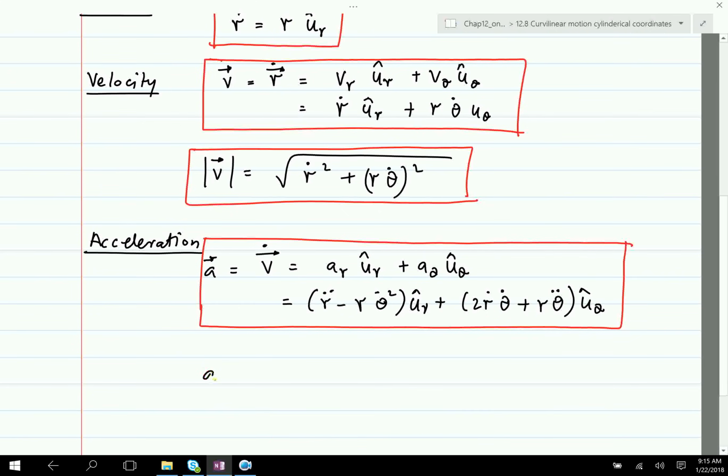The final thing is the magnitude of acceleration. It's simply the squares of the individual components: r double dot minus r theta dot, the whole square, plus 2 r dot theta dot plus r theta double dot, squared.